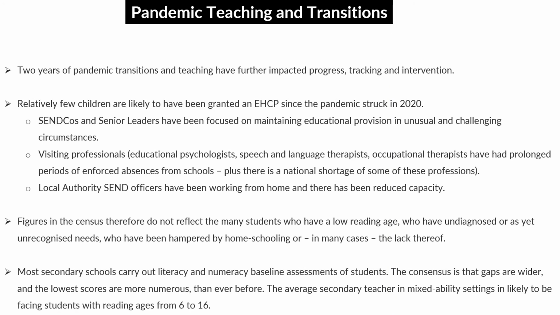What the census figures don't illustrate is the fact that we've now had 2 years of pandemic transitions and teaching, which have further impacted progress, tracking and interventions. Since the pandemic began, it is likely that relatively few children have actually been granted an EHCP. The reasons for this are that SENCOs and senior leaders have been focused on maintaining educational provision in unusual and extremely challenging circumstances. All educators have, all of us teachers have.